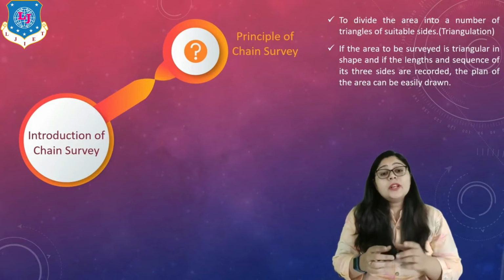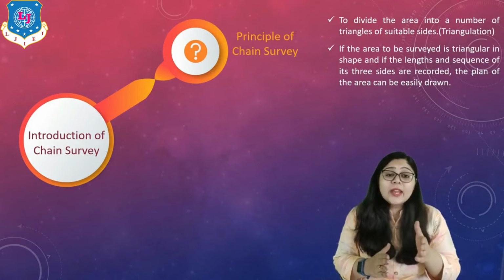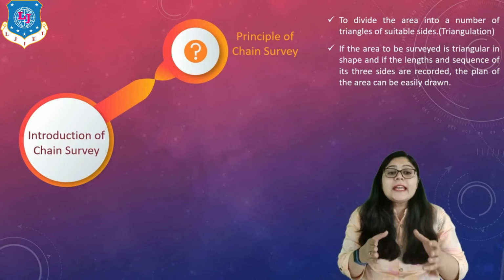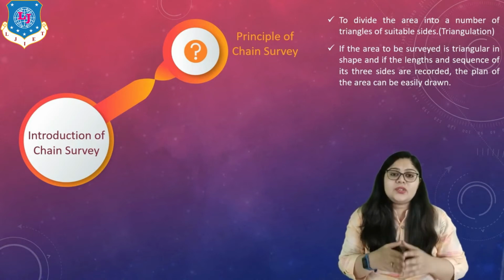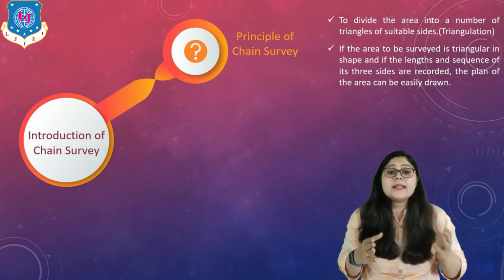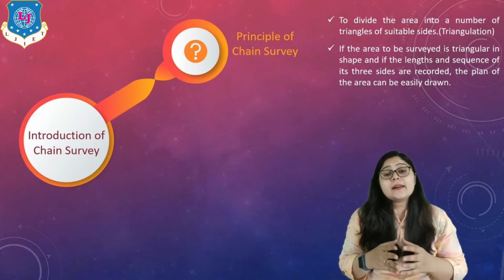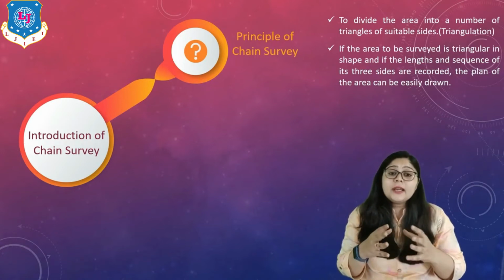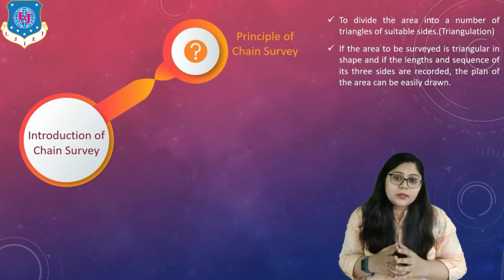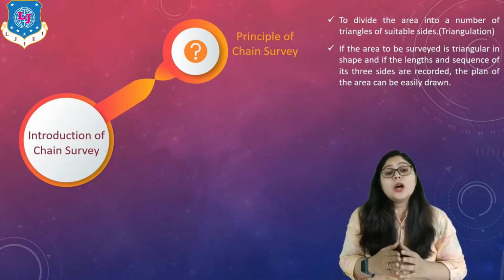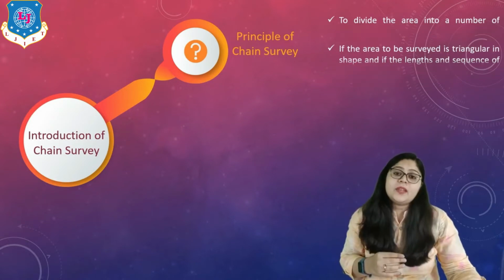Now if the area to be surveyed is triangular in shape, and if the lengths and sequences of its three sides are recorded, the plan of the area can be easily drawn. This is the concept or use of the triangulation method, right?